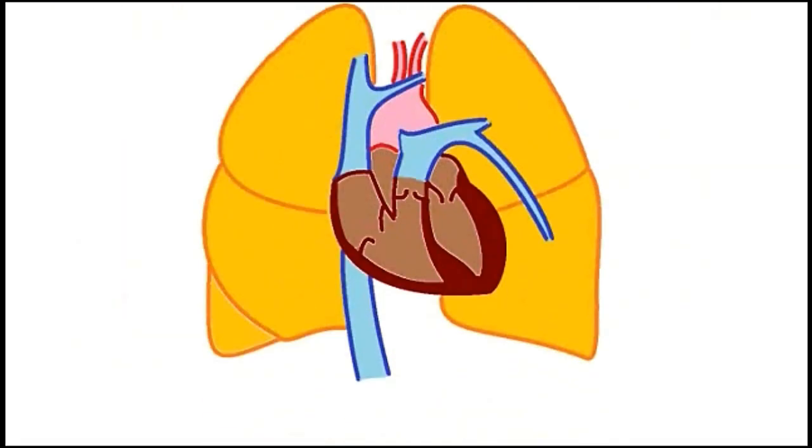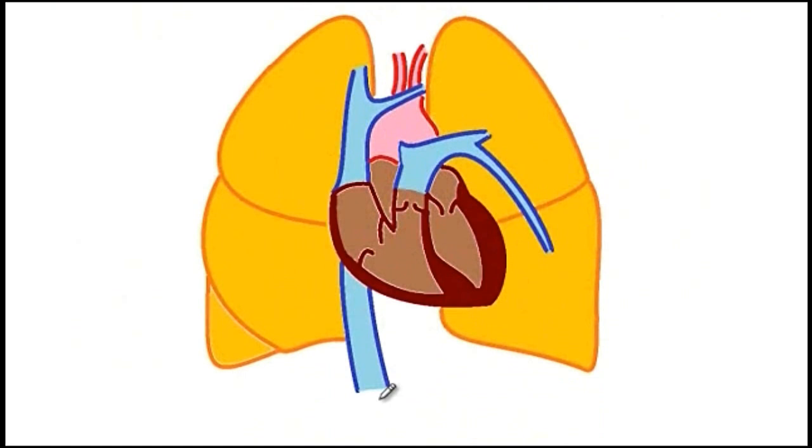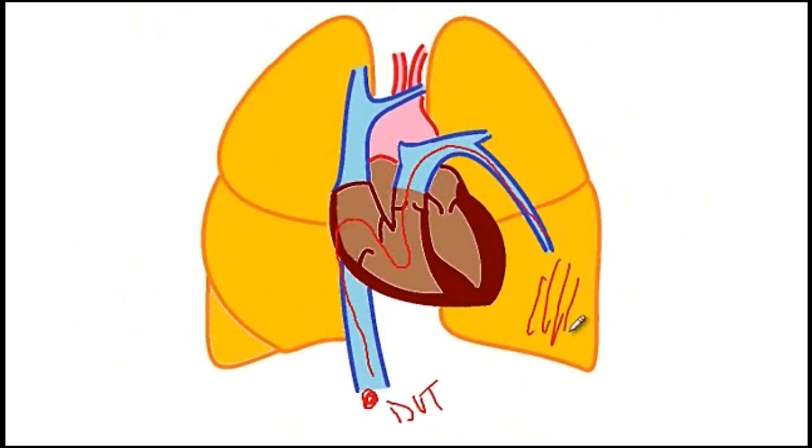So this is the normal physiology of the heart, and if there is a blood clot in systemic circulation, such as DVT, it would travel to the right side of the heart, and then from the right ventricle it goes to the pulmonary artery and causes pulmonary embolism.